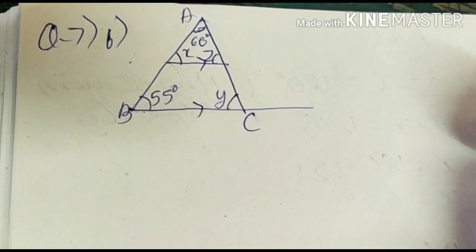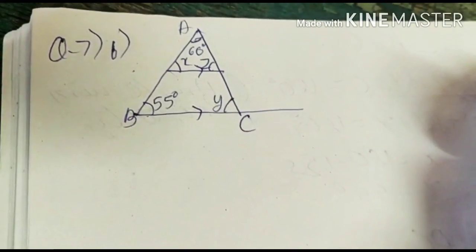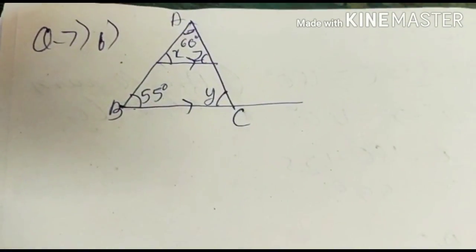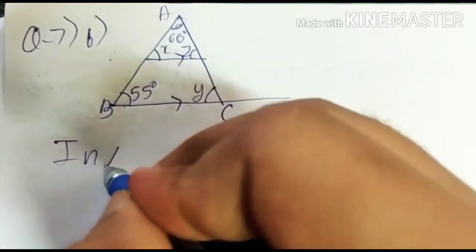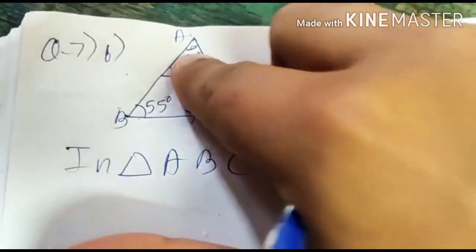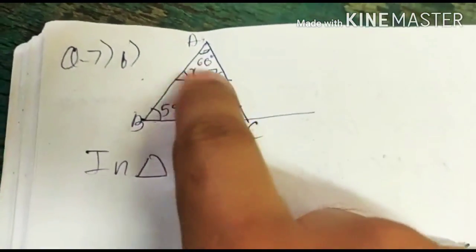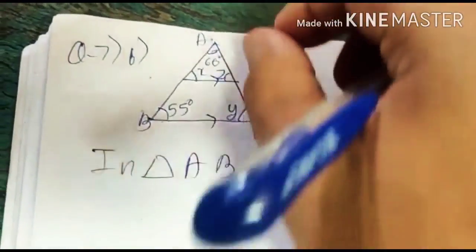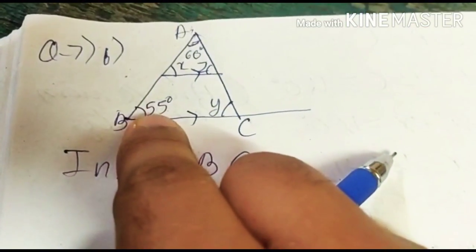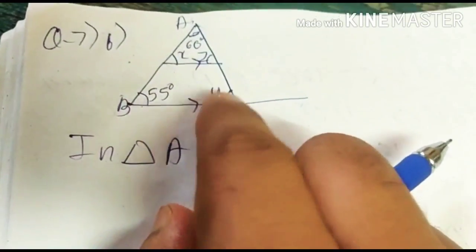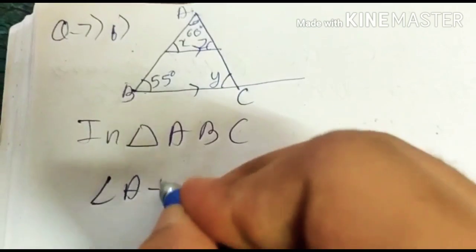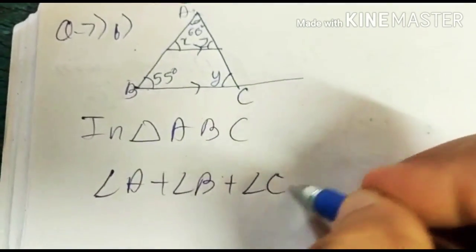Our next question here is 7th B part. So in 7th B part, we have to find the value of x, y and z. In the big triangle ABC, if we forget the small line and the x and z, we are left with the figure ABC in which 60, this 55 and this y. Angle A plus angle B plus angle C is 180 degree.